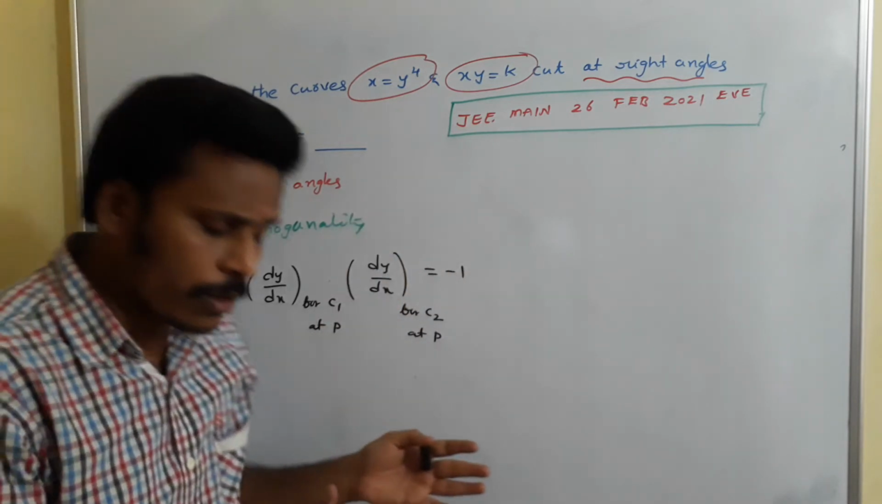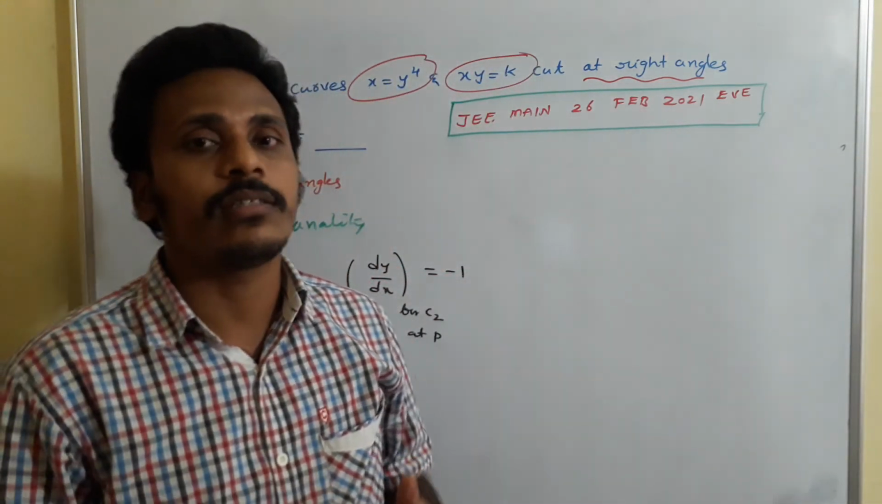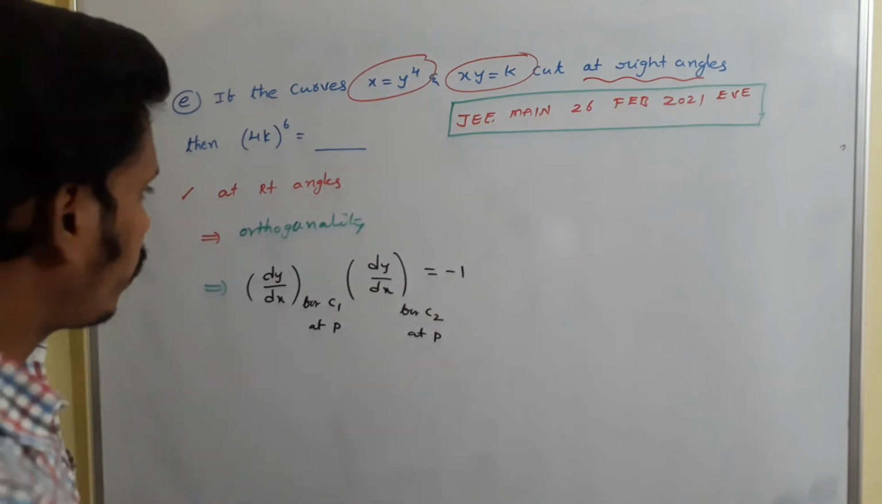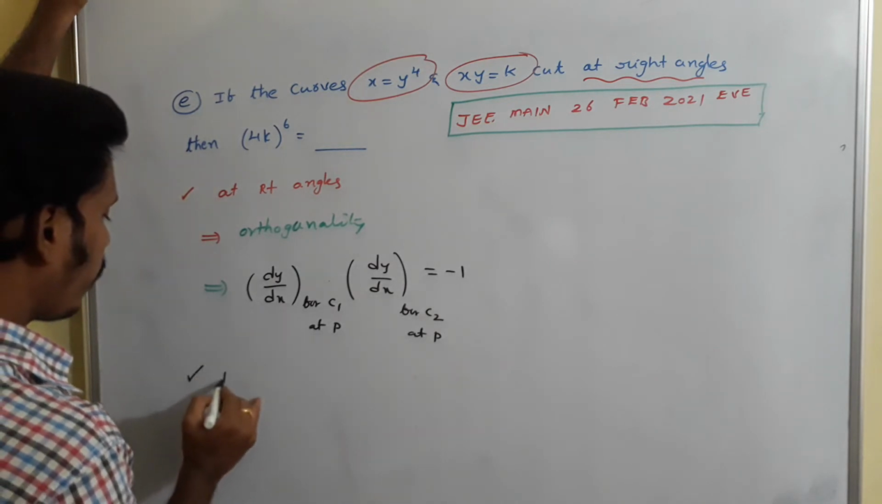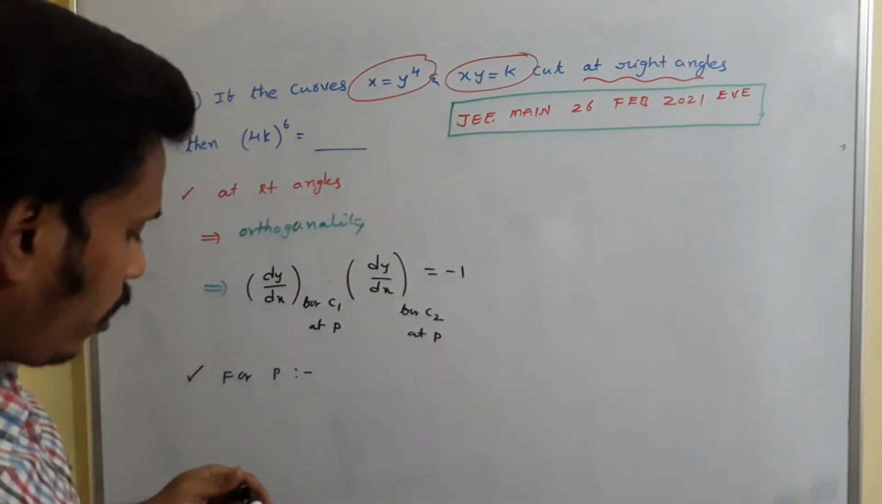Okay. See, since the curves are orthogonal, the angle between the tangents at the intersection point is 90 degrees. So the product of their slopes is minus 1. And first of all, we need to search for the intersection point P. Okay. Then for P, we need to solve the curve equations. How to solve the curve equations?